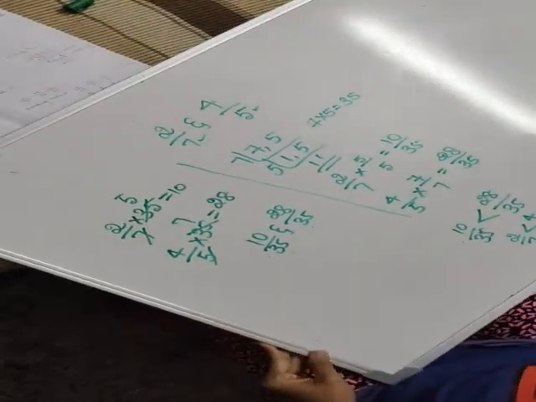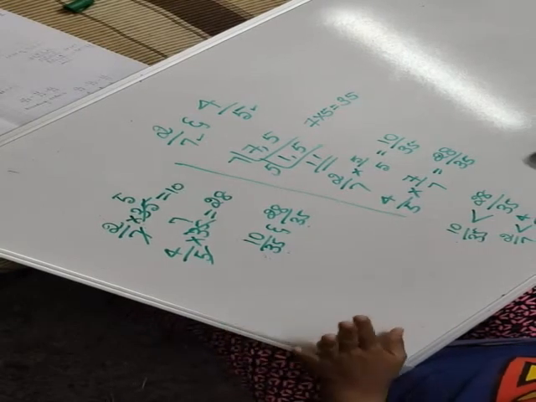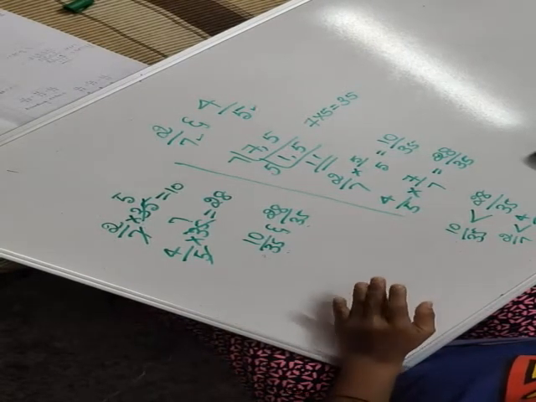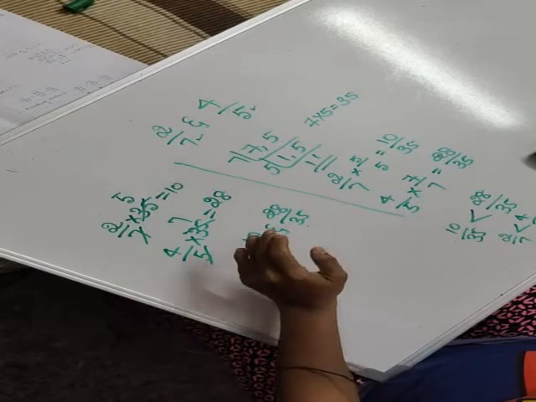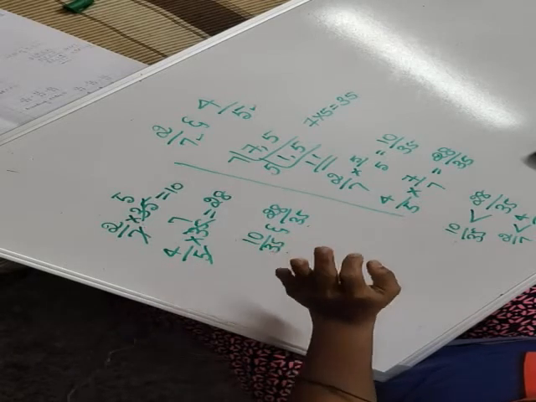Okay, a few questions I will do. Greater, I think you understood. When the denominators are the same, just look at the numerator. The greater number is the greater one.